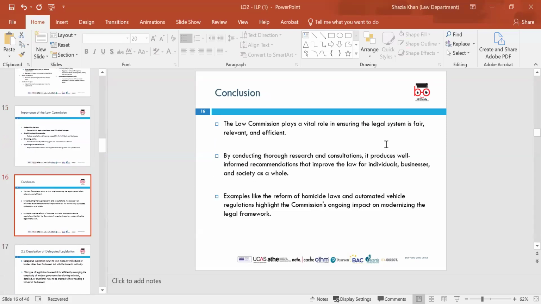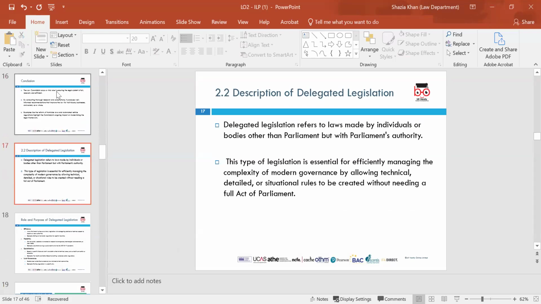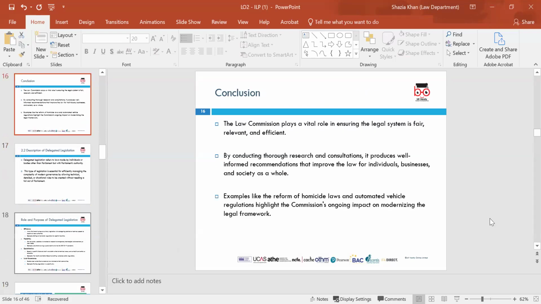So the Law Commission plays a vital role in the legal system. By conducting research and putting together consultation papers, it makes recommendations to improve the law for individuals and society as a whole. There were examples of the homicide laws and regulations, and the domestic violence one that we mentioned earlier.